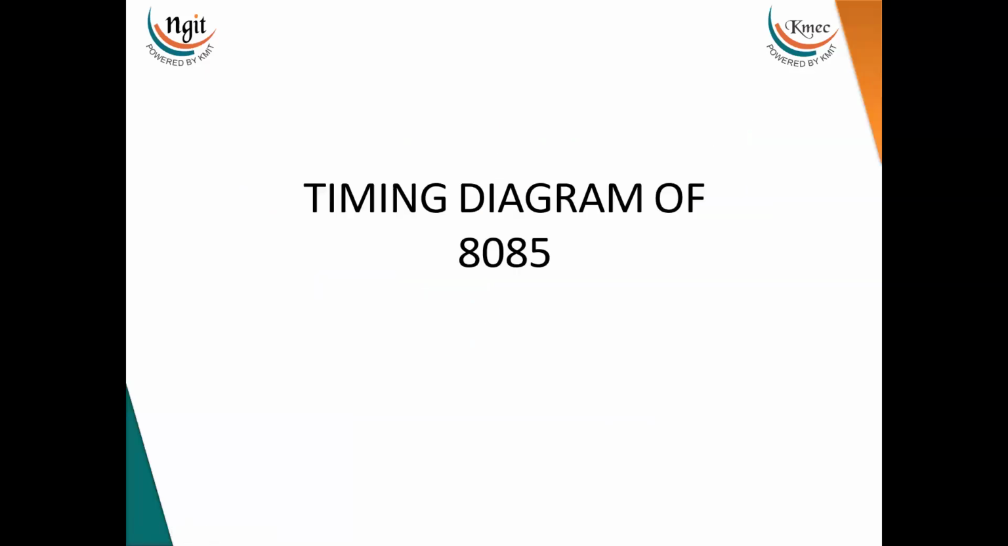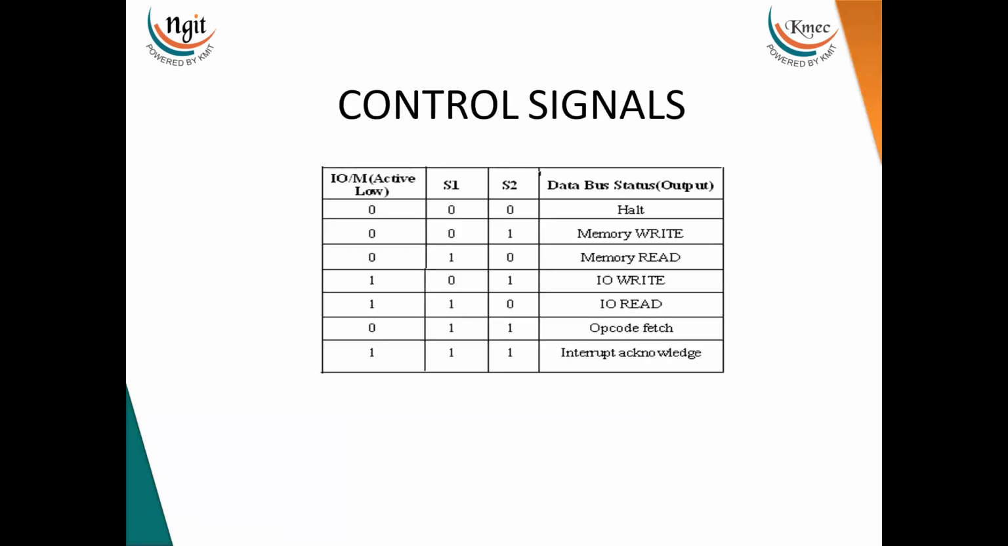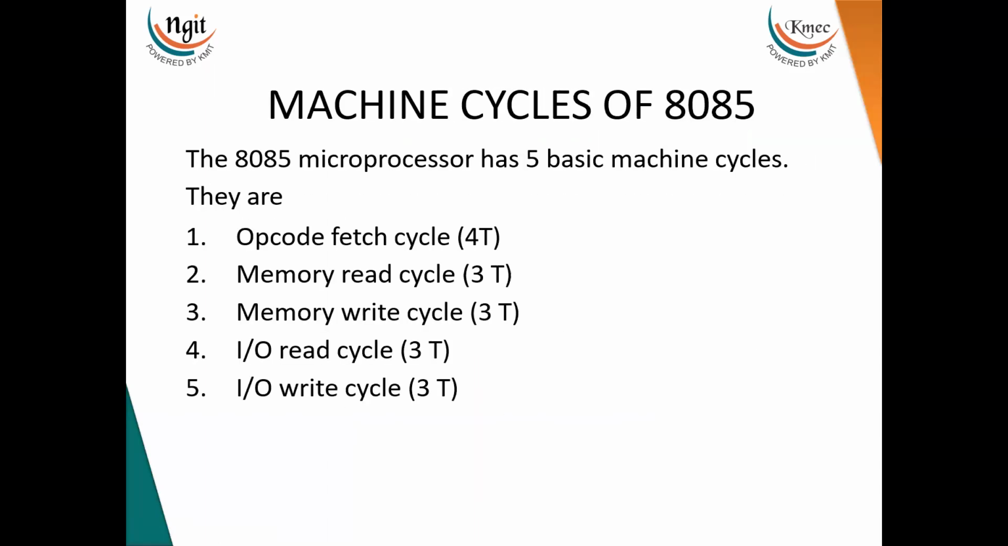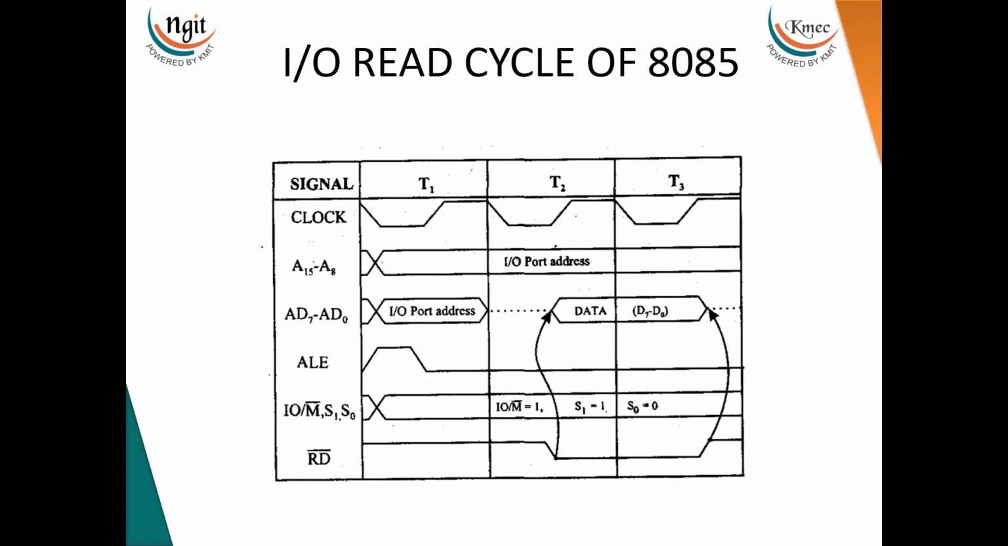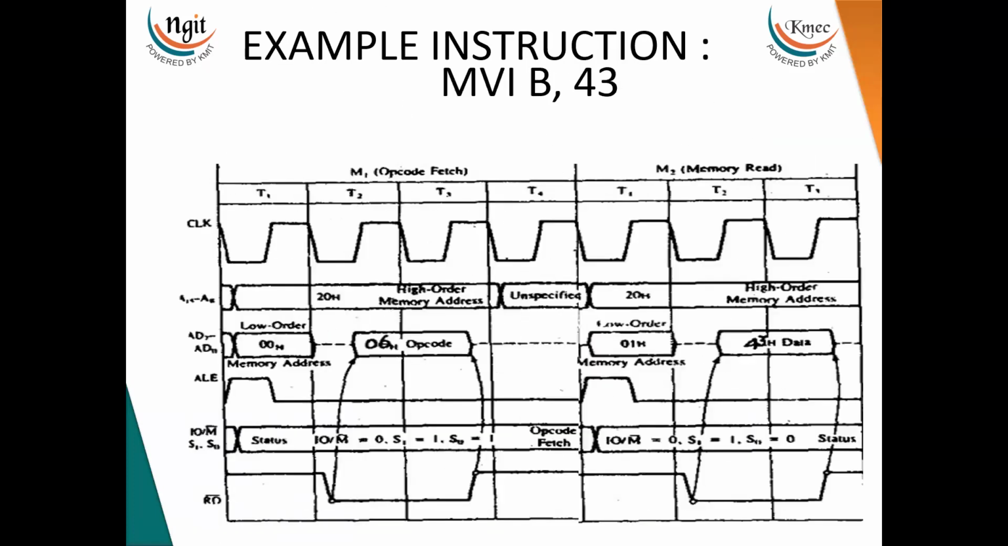Now we continue the timing diagram of 8085. In the last lecture, we have discussed the machine cycles, the different five machine cycles timing diagram. Now we will see the examples of a few instructions. So instruction timing diagram is a combination of all these machine cycles.